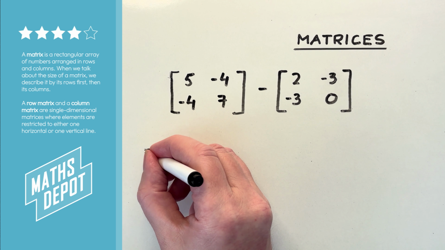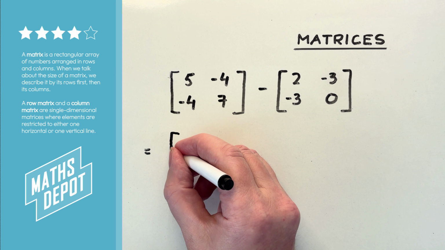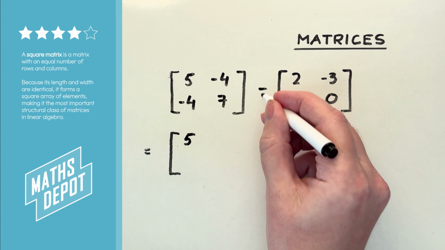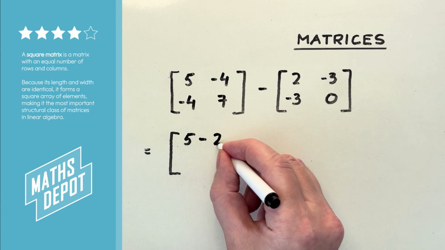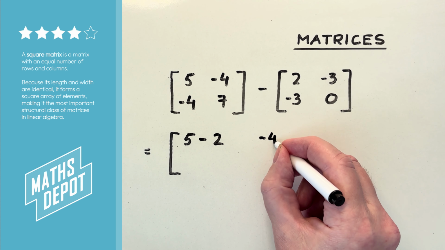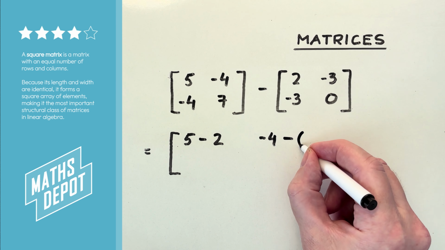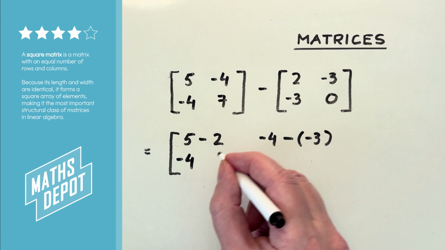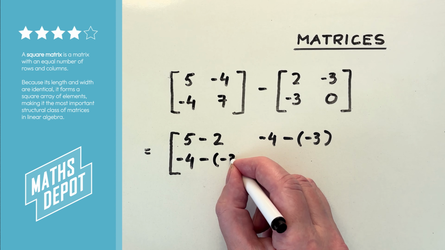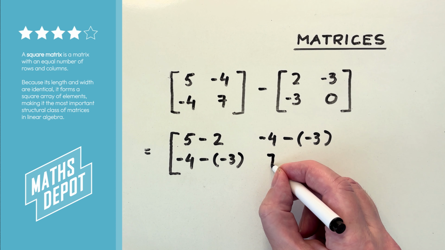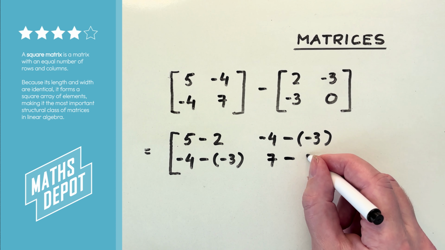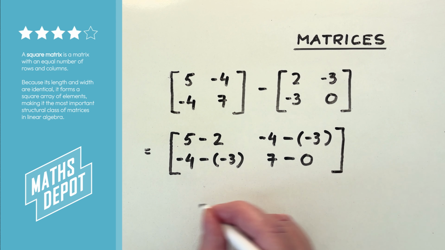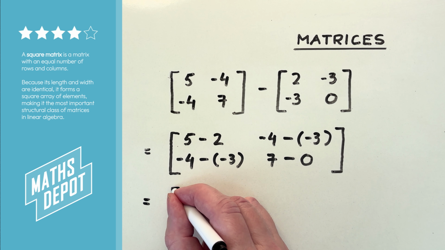A square matrix is a matrix with an equal number of rows and columns. Because its length and width are identical, it forms a square array of elements, making it the most important structural class of matrices in linear algebra. The dimension of a square matrix is often referred to as order n. For example, a 2 by 2 matrix is a square matrix of order 2.